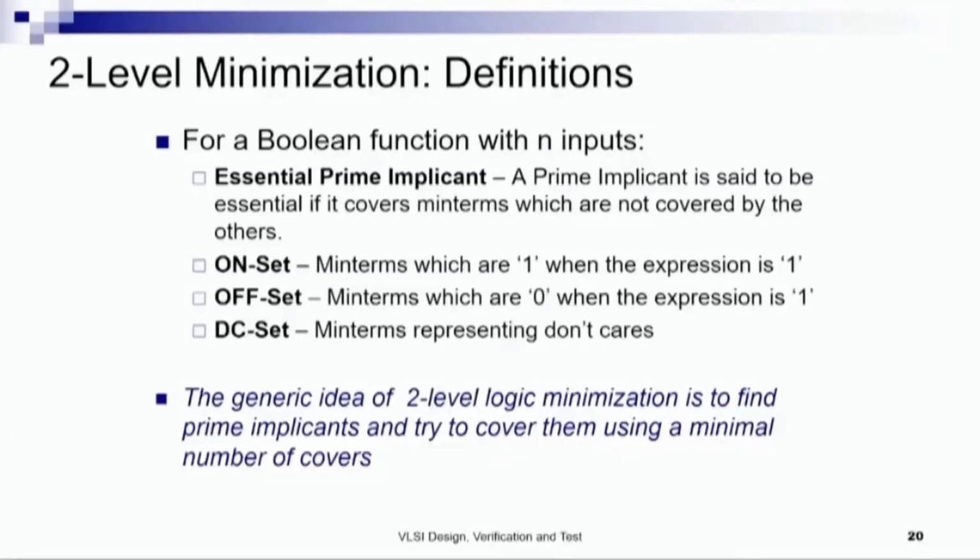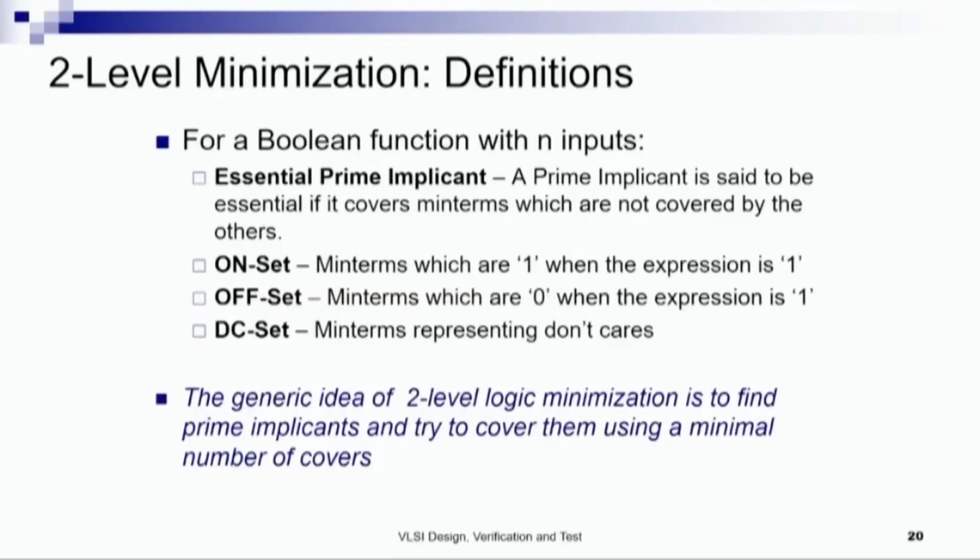A prime implicant is said to be essential if it covers minterms which are not covered by others. This prime implicant possibly contains a set of ones which is covered by other prime implicants. But this prime implicant becomes an essential prime implicant when it covers at least one 1 in the Karnaugh map that is not covered by any other prime implicant. Then this becomes an essential prime implicant.